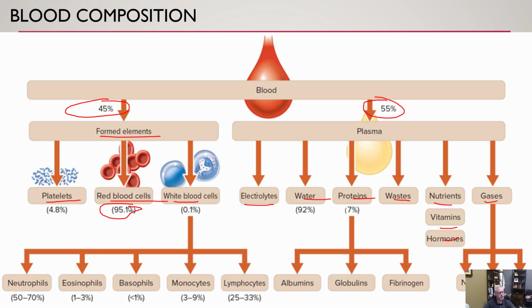You don't have to memorize percentages. Remember we have 5 different types of white blood cells: neutrophils, eosinophils, basophils, monocytes, and lymphocytes. Remember that in order to remember white blood cells in order of largest to smallest: Never let monkeys eat bananas.